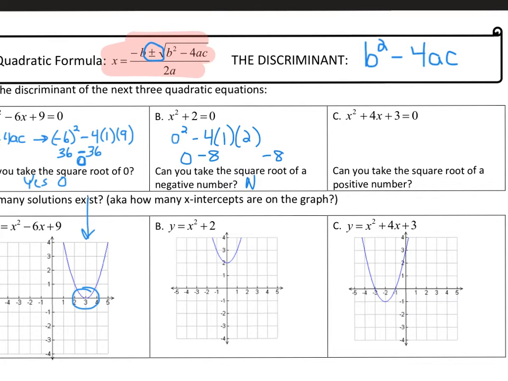The answer to this question is yes, you can take the square root of a negative number, but it gives you an imaginary number. So for our purposes, no, we cannot take the square root of a negative number. It does not produce a real number.